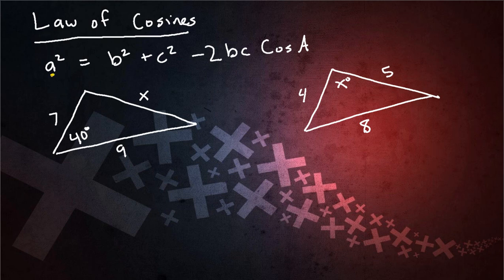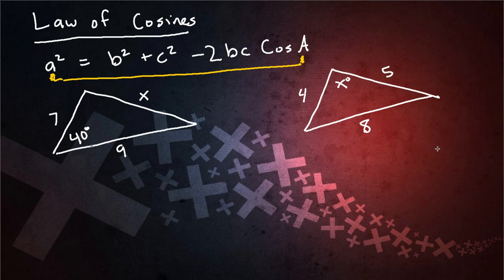But I do want to point out the essential part to get right, and that's these two that I've highlighted right here. This is a side, and this is its opposite angle. These should be across from each other. So that means the other two sides are the B and C. So like with the law of sines, I'm going to end up circling the things that are across from each other to help me to set it up correctly.